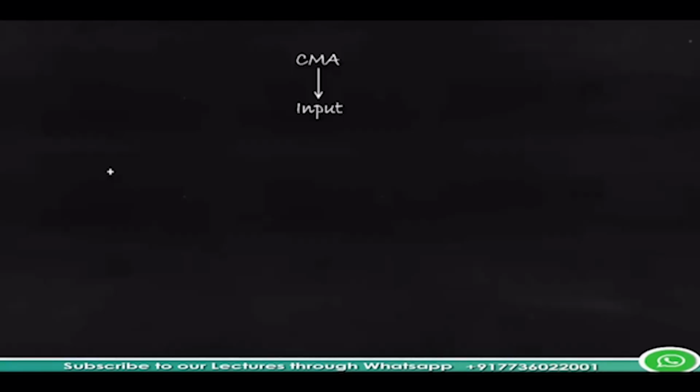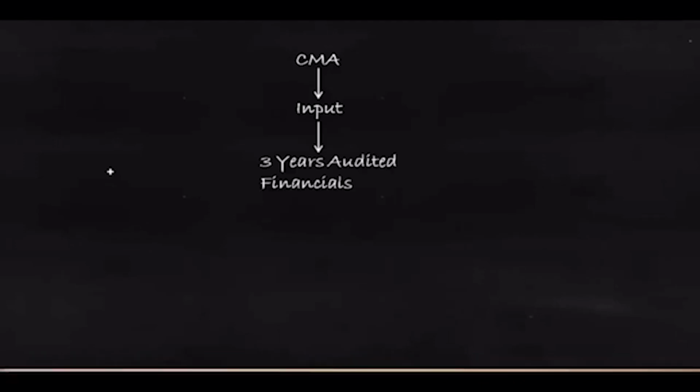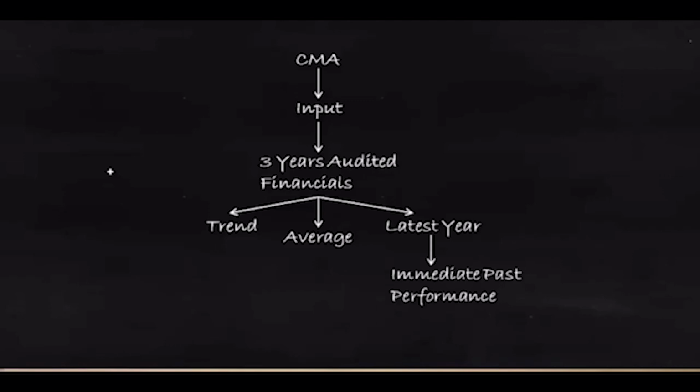So in CMA we have to give input that is basically for past as well as for future. But when you give input for the past 3 years audited financials, you are facilitating, number one, to understand what is the trend of the company, how the company has moved in the past 3 years, and you can also get what could be the average performance of the company, and you will also get to know what is the latest year or immediate past performance of the company.